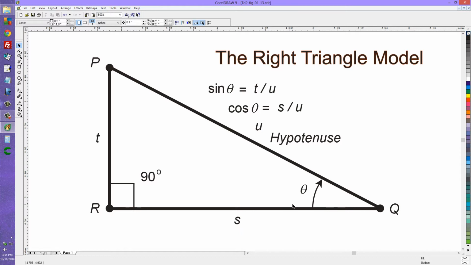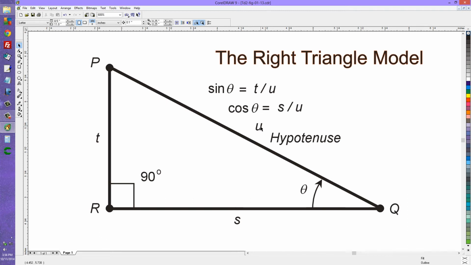Because if we make this angle 0, we don't have a triangle anymore, and if we make it 90, we don't have a triangle anymore. We only get a right triangle if this angle has a measure greater than 0 degrees and less than 90 degrees, so it limits this definition considerably, the right triangle model. But again, the sine of theta is the height divided by the length of the hypotenuse. The cosine of theta is the length of the base divided by the length of the hypotenuse for all angles greater than 0 degrees but less than 90 degrees.